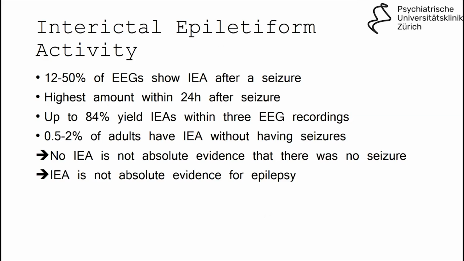However, 0.5 to 2% of the individuals who show IEAs have no seizures. So that means 2 points, and we have to remember that in the long run. If there is interictal epileptiform activity, it is not absolute evidence that there was a seizure. As we saw, there are some spikes that you could have without having seizures. However, if there is no interictal epileptiform activity, as we see in the first point, this is not absolute evidence that the person does not have epilepsy. So you have to consider this in both directions.